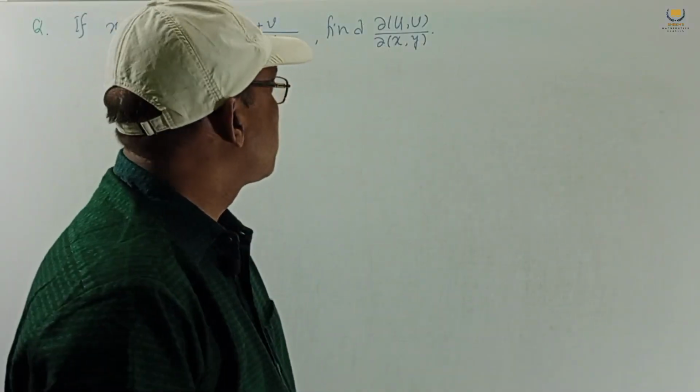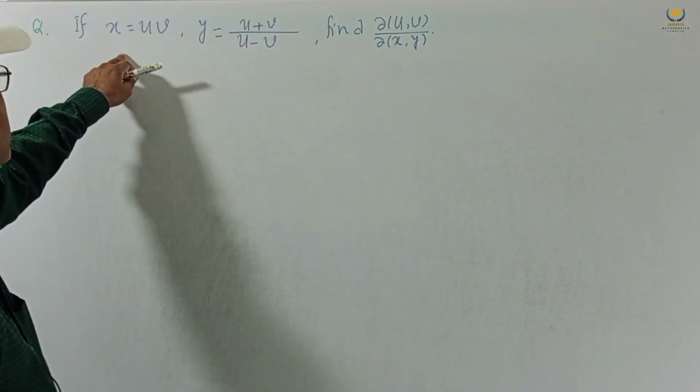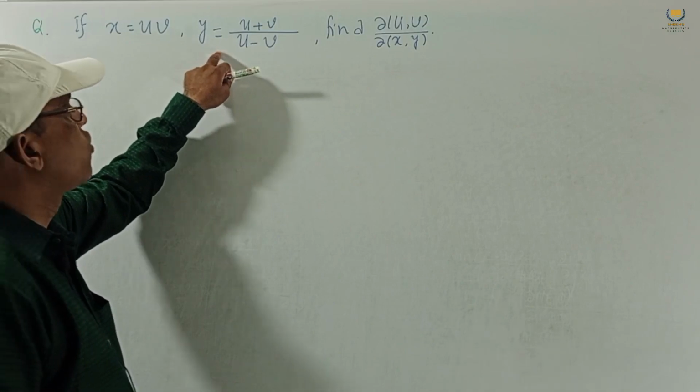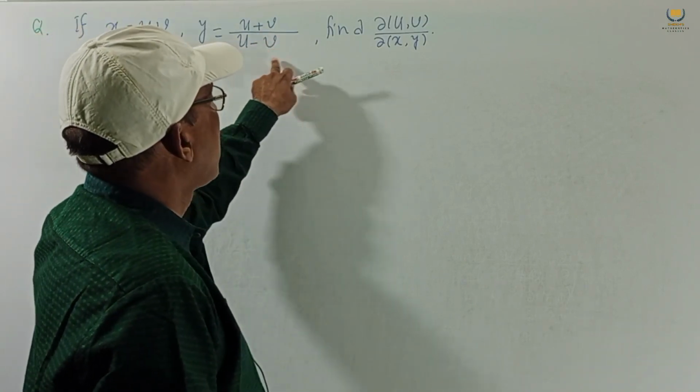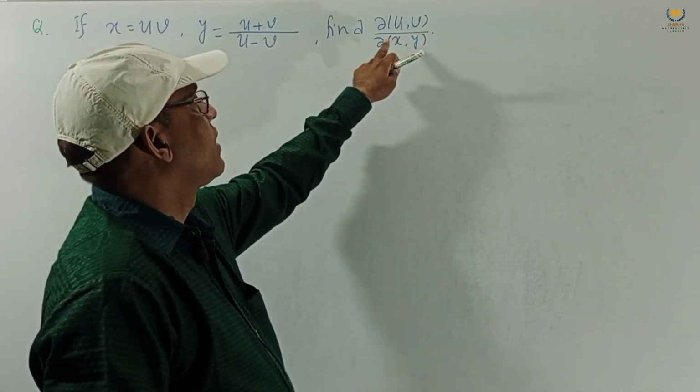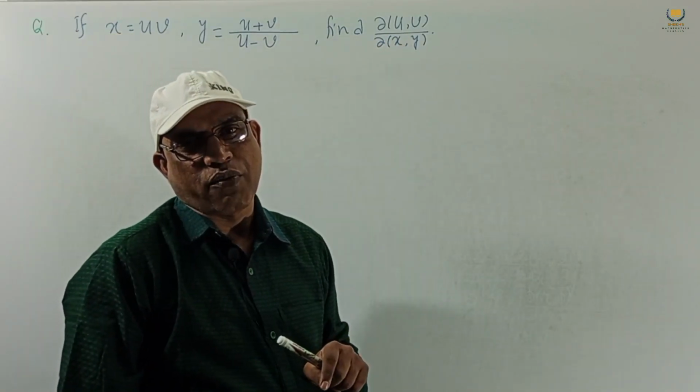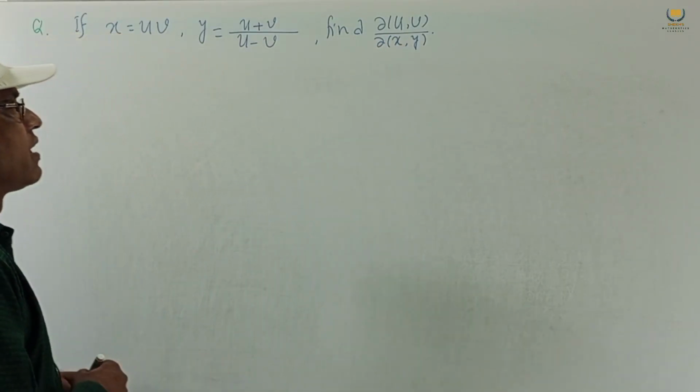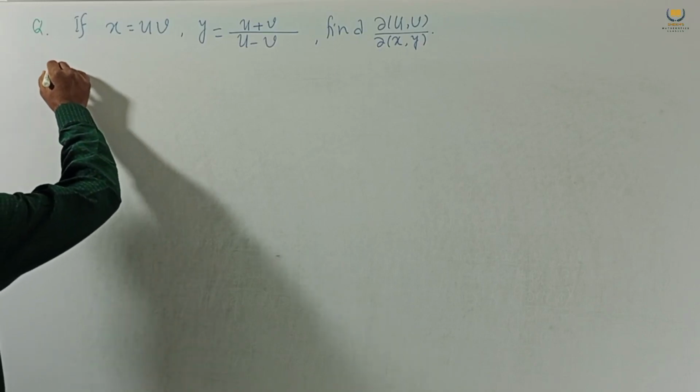Consider another nice problem. If x equals uv, y equals (u plus v) by (u minus v), find ∂(u,v)/∂(x,y), the Jacobian of u, v with respect to x and y. Now the solution starts.